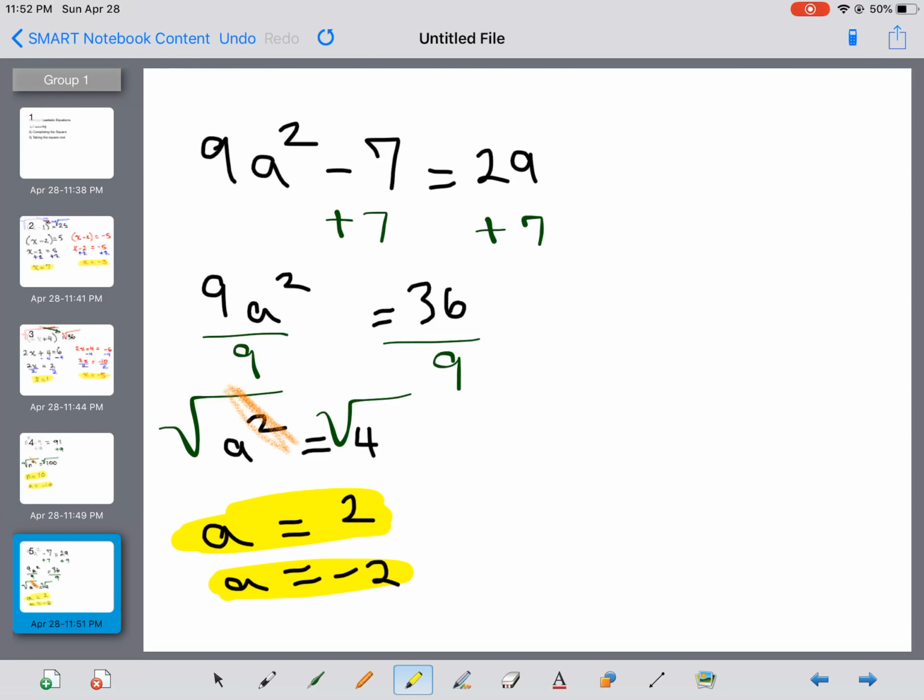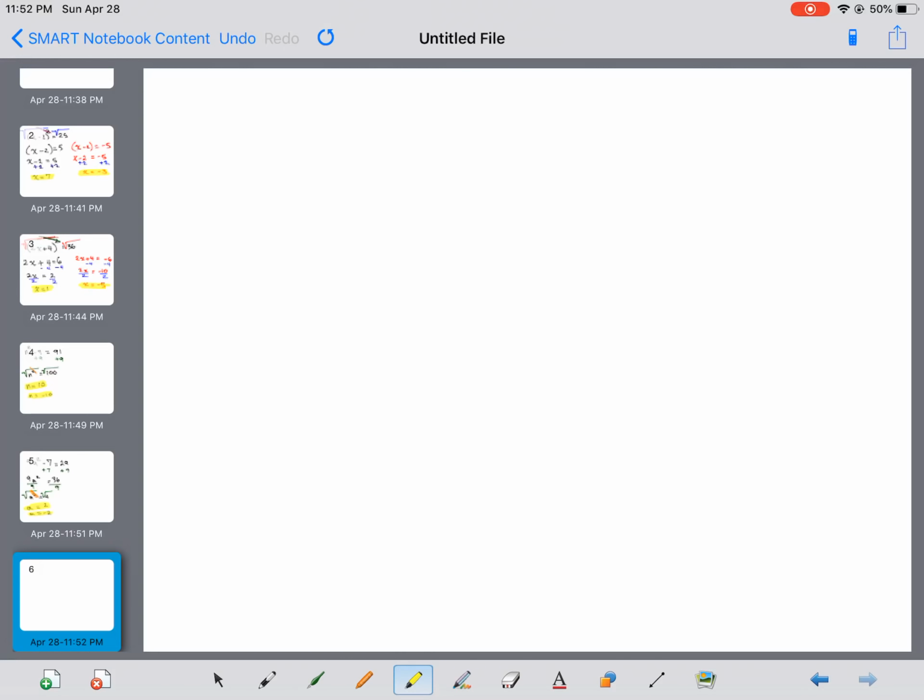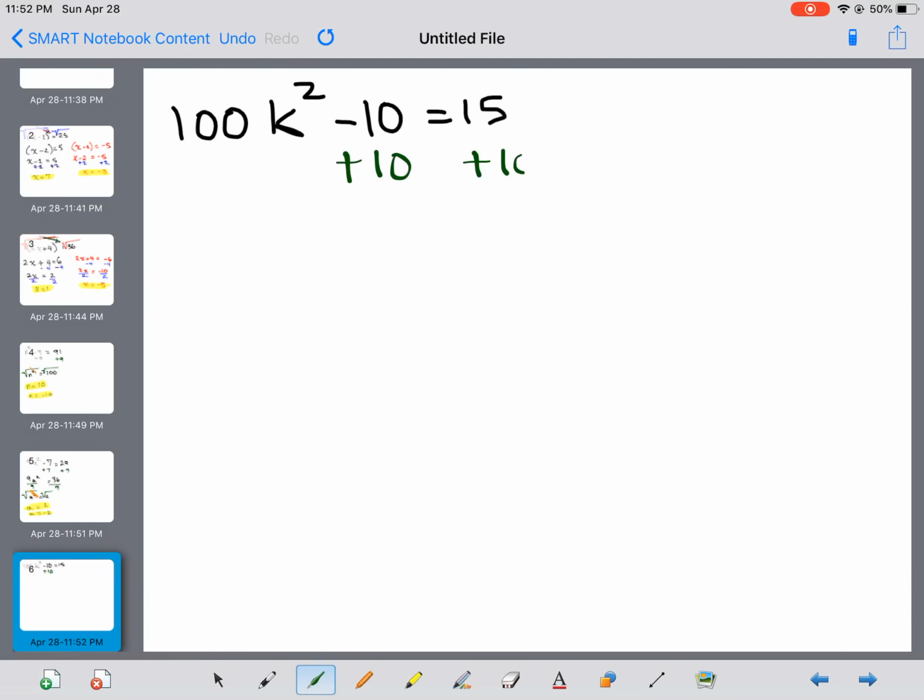All right, now let's look at one more problem. So far, we've seen that these solutions can be whole numbers, but that doesn't always happen. So let's see what happens in this third equation. We have 100 k squared minus 10 equals 15. So again, this is a quadratic. We see the exponent 2, and we're going to solve this by taking the square root. All right, let's begin. So the first step here is going to be that we add 10 to both sides, because we want to get k squared alone.